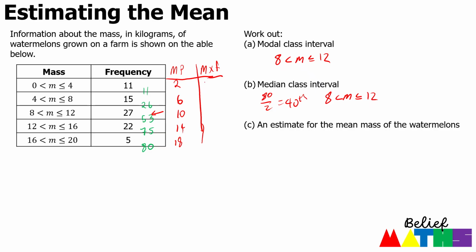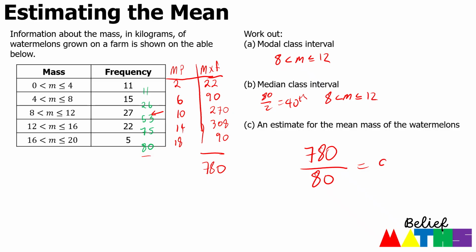So 11 times 2 is 22, 15 times 6 is 90, 27 times 10 is 270, 22 times 14 gives us 308, and 5 times 18 is 90. So then we can just add all those values together. So 22 plus 90 plus 270 plus 308 plus 90 gives us 780 kilograms. That's the mass of all of our watermelons. And in total we had 80 watermelons, so we divide that by 80. And again, remembering that our value should be somewhere between 0 and 20 because that's our range of values.